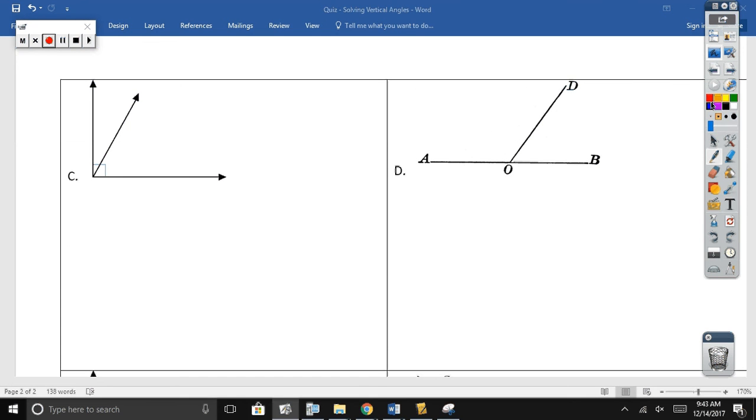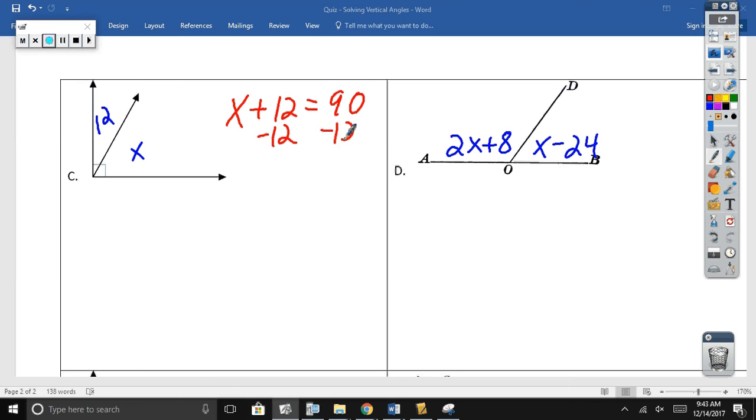Let's look at this side. We've got 12, x, 2x plus 8, x minus 24. Same skill, we've got to say, okay, I have a picture. All right, what do I have in (8c)? Well, I have a right angle, which means they're complementary, which means together, x and 12 are going to have to equal 90. So we're going to solve, and x is going to equal 88? No, 78.